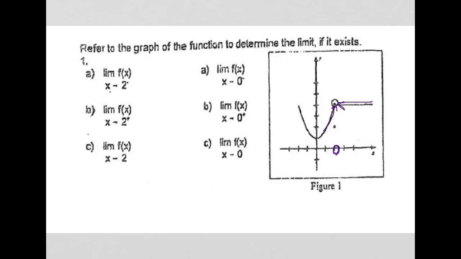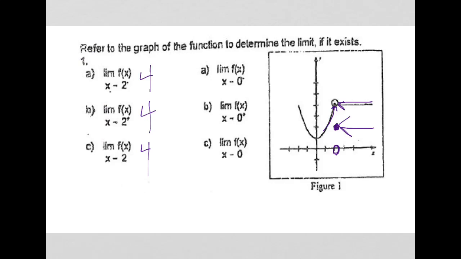So it's 1, 2, 3, 4. So the limit from the left is 4. The limit from the right is 4. And since the limit from the left and the limit from the right agree, the limit as x approaches 2 is 4. Notice that is different than the value of the function at x equals 2. F of 2 is defined as 2, that little dot right there.